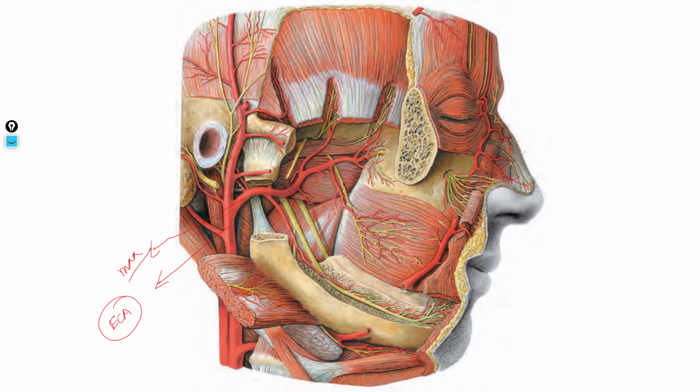So the maxillary artery gives a branch. Can you see this branch? This is the deep auricular artery, and the second branch here is the anterior tympanic artery. And here you can see that part of the mandible has been removed so that we can see the first part. This part is the first part of the maxillary artery.